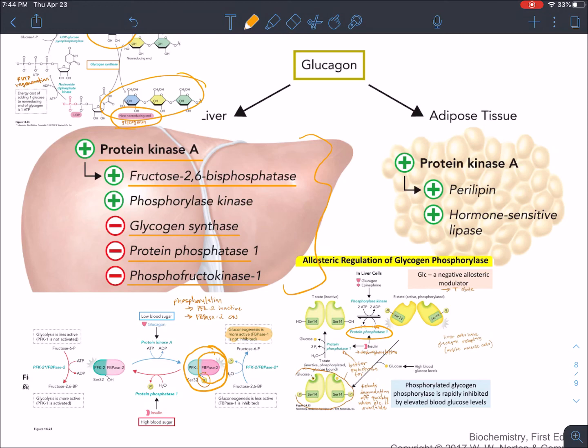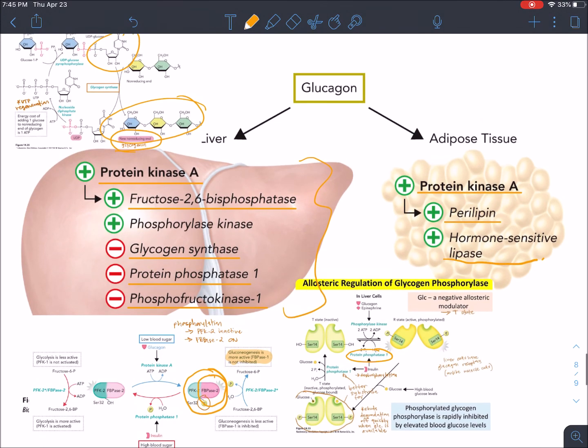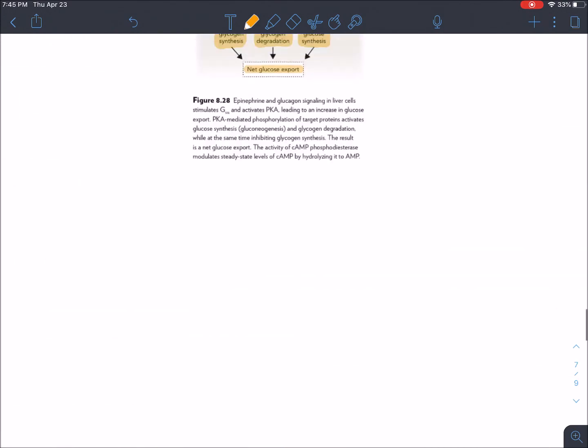In adipose tissue, glucagon signaling activates protein kinase A, which phosphorylates perilipin and activates hormone-sensitive lipase. Hormone-sensitive lipase then hydrolyzes the acyl ester linkages in triacylglycerides, freeing fatty acids to be used in the energy conversion reactions and freeing glycerol to be metabolized in glycolytic and gluconeogenic reactions.